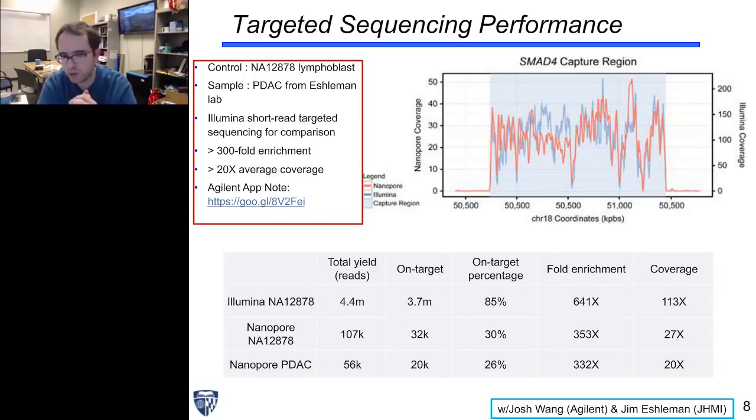The table below shows you a summary of these results. For the Illumina data, we sequenced on the order of 4.4 million reads. These reads are short reads. 3.7 of those 4.4 million were on target.